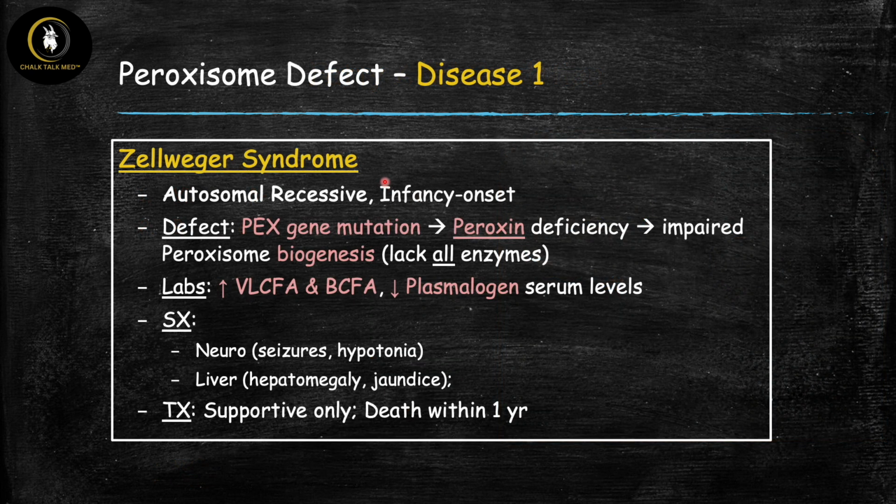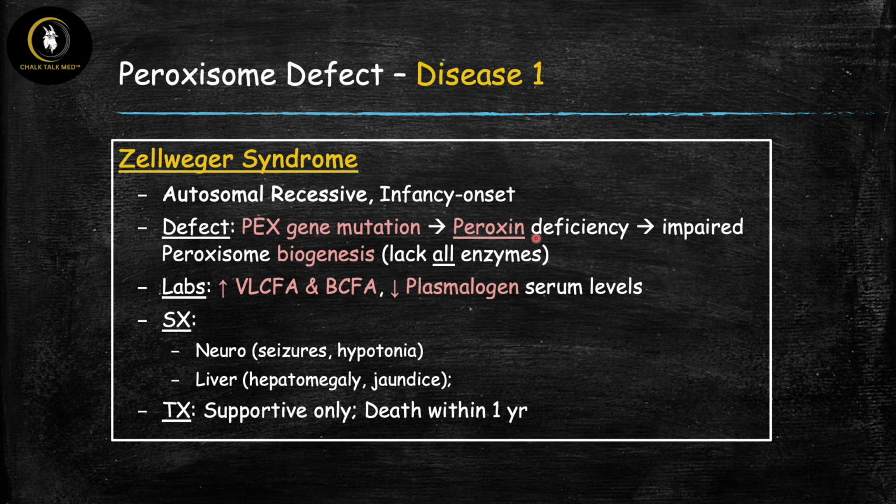All right, so now let's talk about why all of this matters, which are the clinical correlates related to the peroxisome. There are three important diseases I want to talk about. First one is Zellweger syndrome, and this is probably the most well-known and the highest yield one. So let's start with this one. So it's autosomal recessive, onset during infancy, like most of these conditions. The defect here is going to be in a mutation of the gene, which is the PEX gene. This PEX gene normally encodes for peroxin proteins, so essentially you're going to have a deficiency of the peroxin proteins.